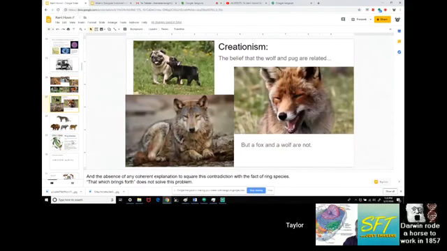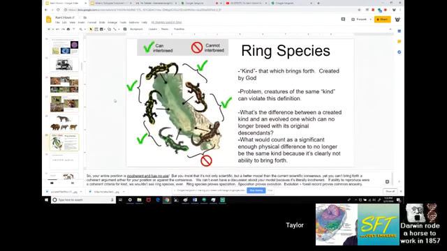He says that we've never observed any kind of species transforming into a different kind. And by his definition of kind, we have witnessed this. It's called a ring species. Each species in this line is able to reproduce with the next one, the one next to it, but the earliest and the latest forms are not able to reproduce. They're not able to bring forth. They are not the same kind.